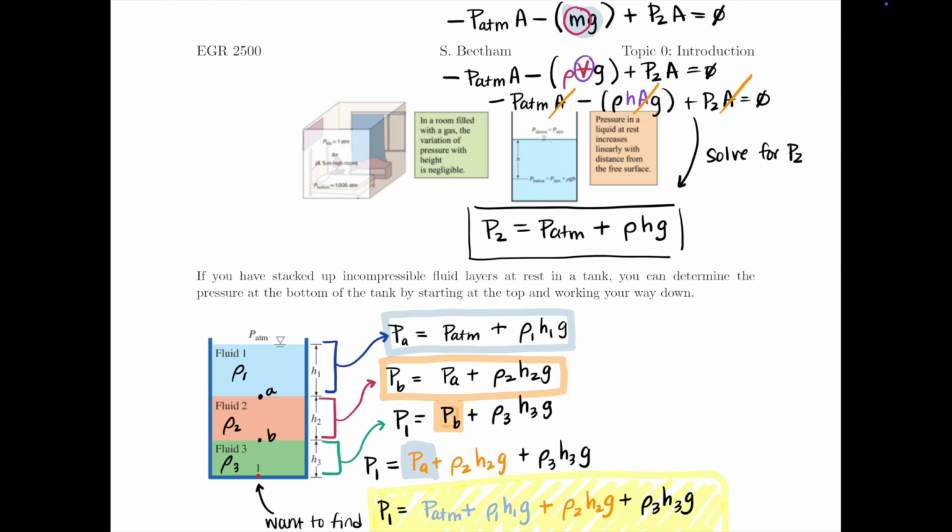Any ideas? We have P atmosphere to start with, right? And then what do we add to it? Yeah, rho 1, H1, G. I did not see who said that. Mark, thank you. Great. Okay, and then what about PB?